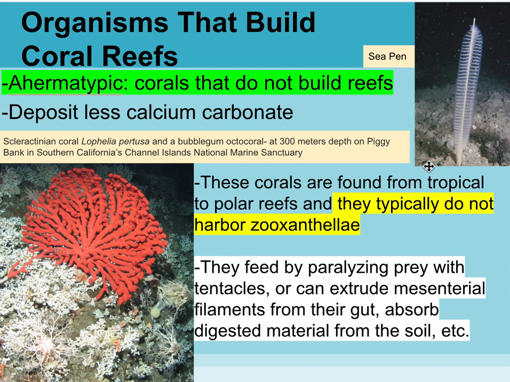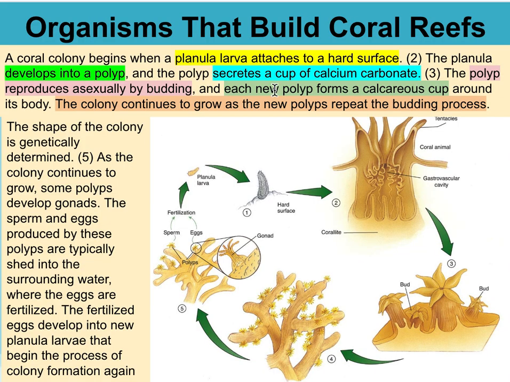These are not reef builders. But even in Southern California, where you think, well, we don't really have coral that build a reef, here's actually an example, and it is 300 meters deep, so you can't scuba there, but a place in Piggy Bank in Southern California has this kind of bubblegum type of coral and these white corals here that will build a calcium carbonate type of reef. So usually these corals will feed by paralyzing their prey with their tentacles, and then they will absorb the nutrients into their gut.